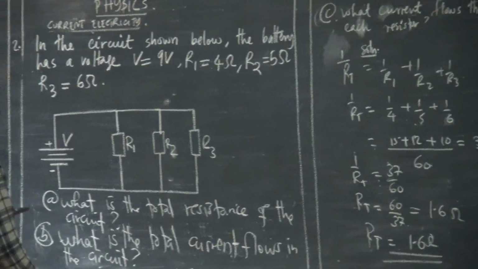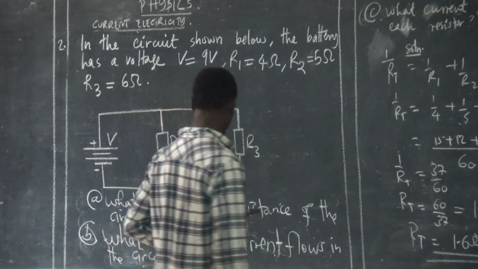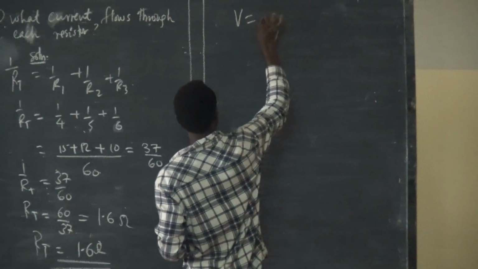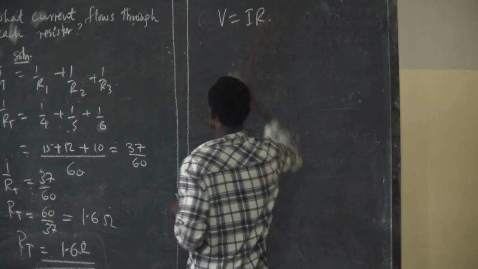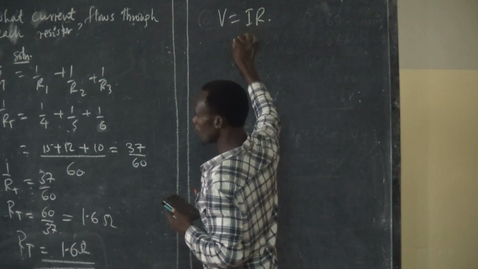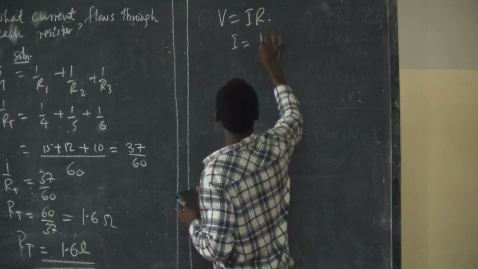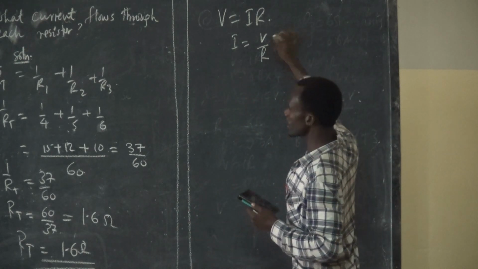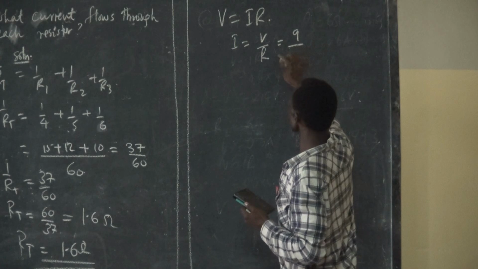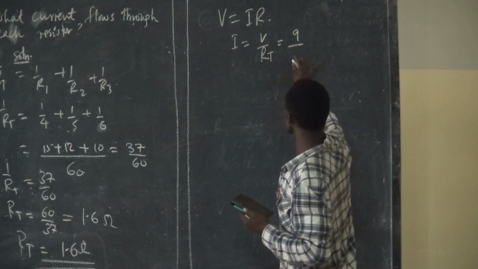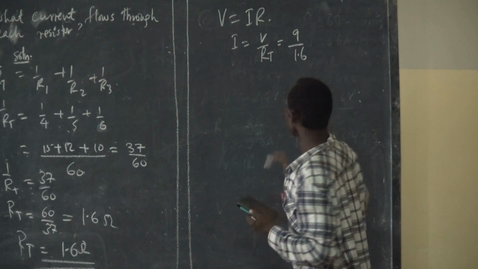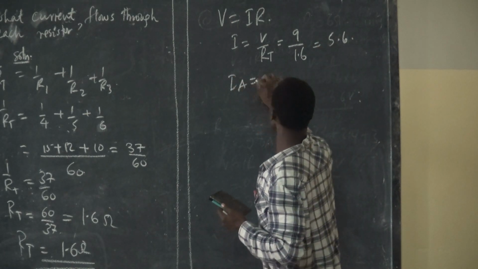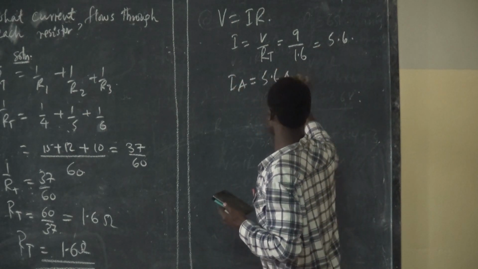Now the second question, what is the total current that flows in the circuit? Remember from Ohm's law, V is equal to IR. Now we are looking for the current. Current is equal to voltage over resistance. Now voltage is equal to what? 9. Resistance is equal to total resistance, which is equal to 1.6. Now the total current passing through the circuit is equal to 5.6 ampere.